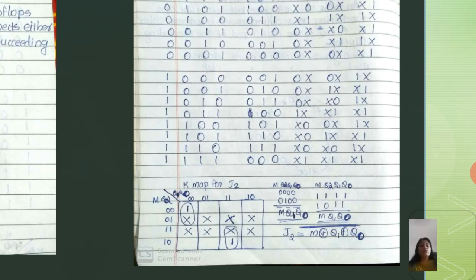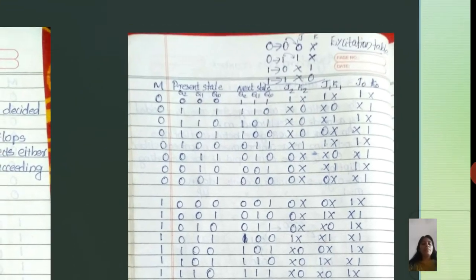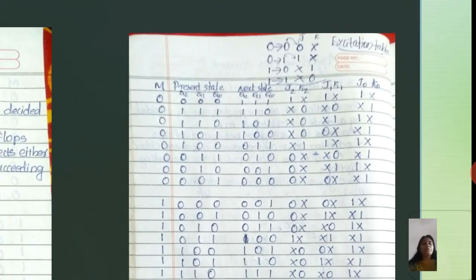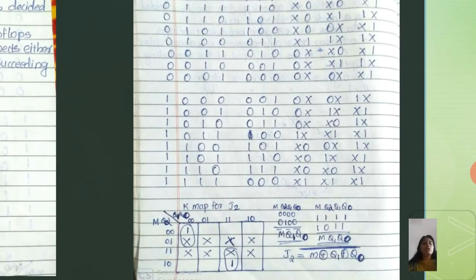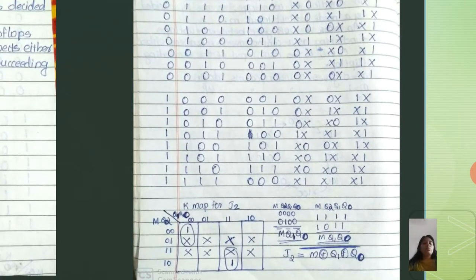Okay. For the first case, J2 is 1 for the combination where the present state is 000 and M is 0. So you are plotting the 000 combination of J2 as 1 like this, and you are plotting all the don't care values just like we studied about the K-map plotting. You should maintain the pattern of M, Q2, Q1, Q0 and plot it.